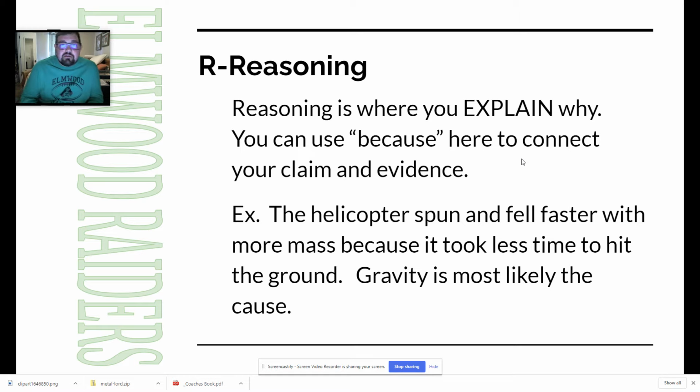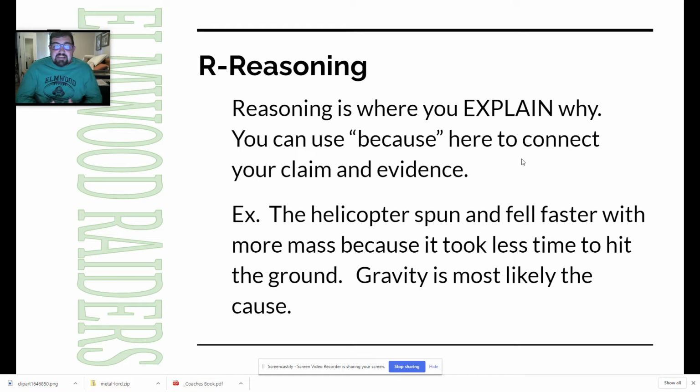So in your reasoning, you're really connecting your evidence, right, the time it took to hit the ground, to explaining why what you found to be true happened, right? And then you could bring in other explanations that you might know about science or things that we learned. For example, gravity. I know gravity's pulling that more because there's more mass. And so I'm going to assume that it's going to fall faster or spin because there's more force, right?